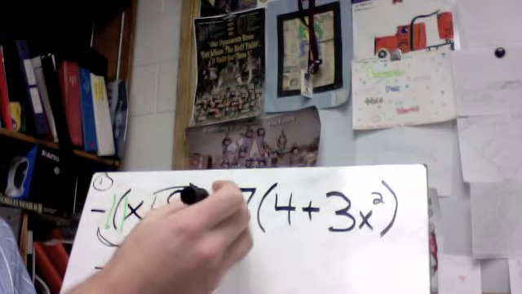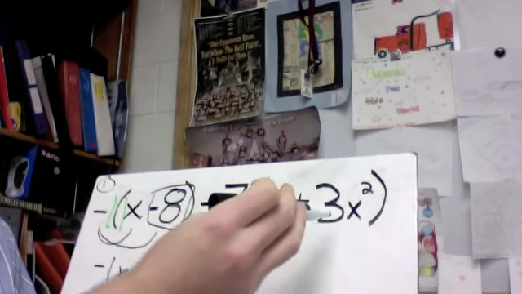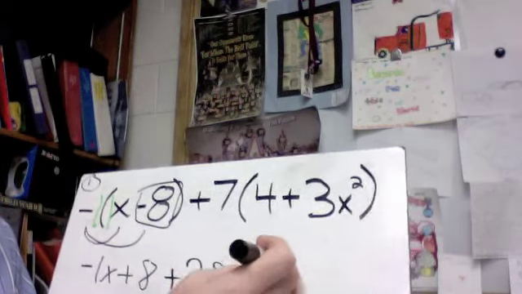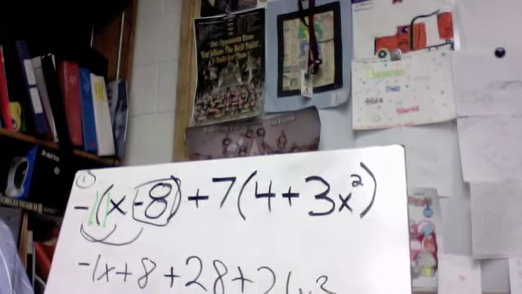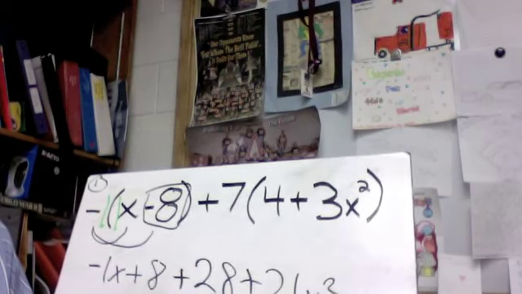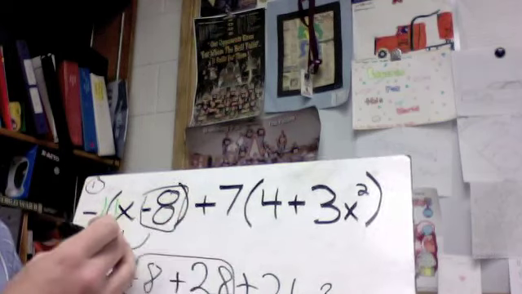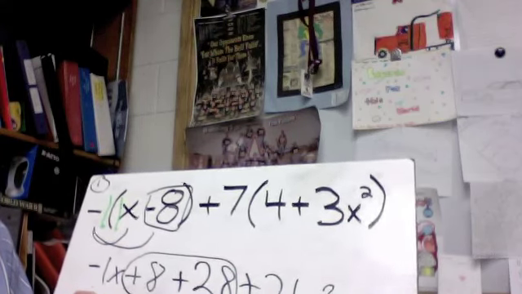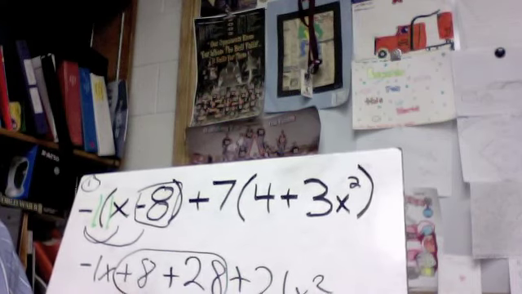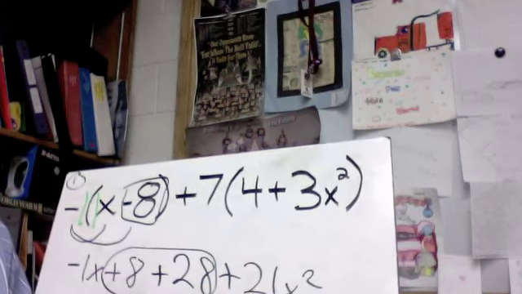Down here, 7 times 4, 28. 7 times 3x to the second would be +21x to the second. Now if I look at everything I have here and look for some things to put together, I think the only thing I can put together is this middle part right here, which leaves me with -1x. That would be plus 36, and then we would have plus 21x to the second power.